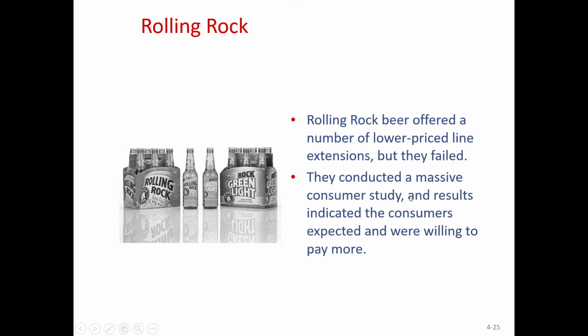Rolling Rock is another example where the beer offered a number of lower priced line extensions, but they failed, and they didn't conduct a massive consumer study, and the results indicated that the consumers expected and were willing to pay more than that. Sampling.